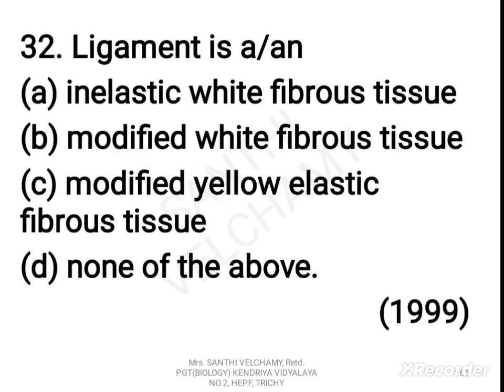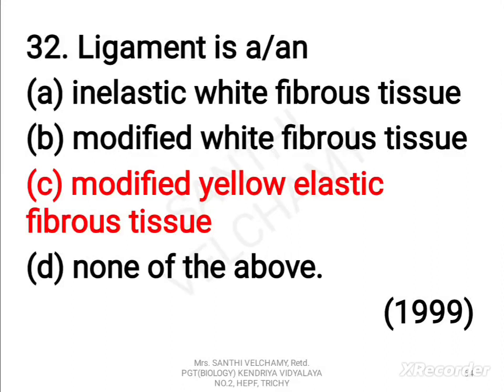Now next question. Ligament is A. inelastic white fibrous tissue, B. modified white fibrous tissue, C. modified yellow elastic fibrous tissue, D. none of the above. The correct answer is C, modified yellow elastic tissue. Ligament occurs in the form of cords of modified yellow elastic fibrous tissue and connects bone with bone. Modified white fibrous tissue is present in tendons.